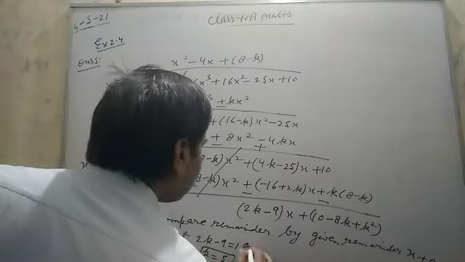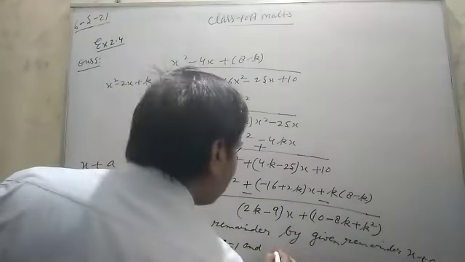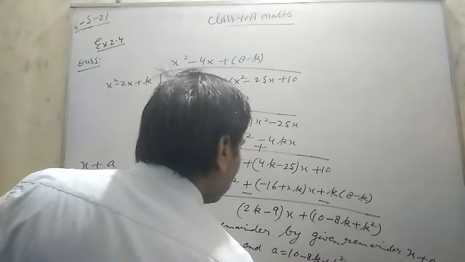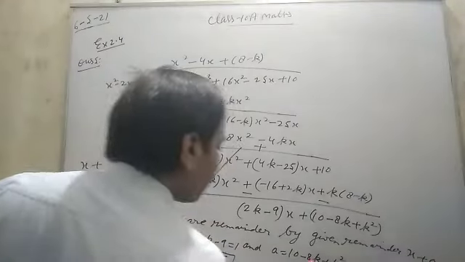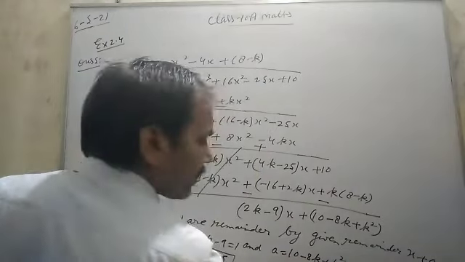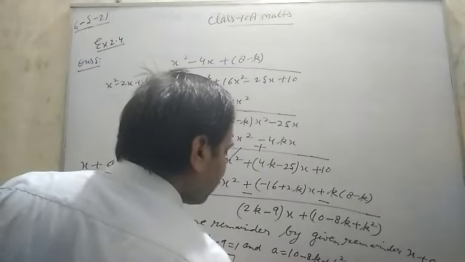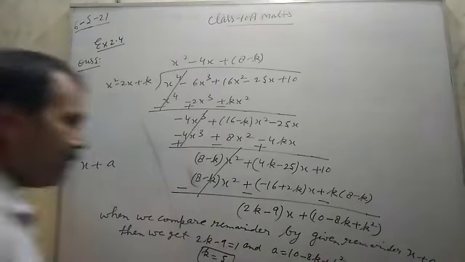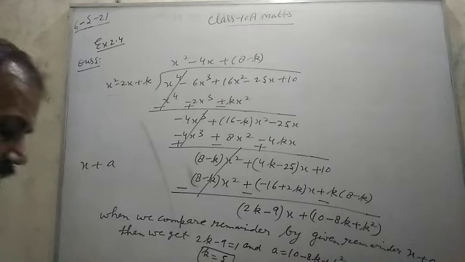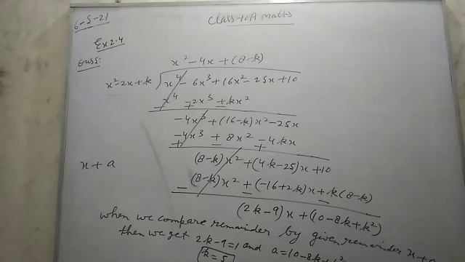And a is equal to 10 minus 8k plus k square. Putting the k value: 10 minus 8 times 5 is 40, and 5 square is 25. So 10 plus 25 is 35, minus 40 is minus 5. So this will be the answer: k is equal to 5 and a is equal to minus 5.